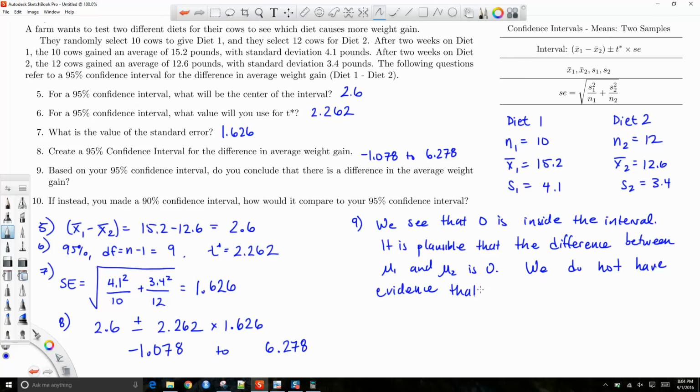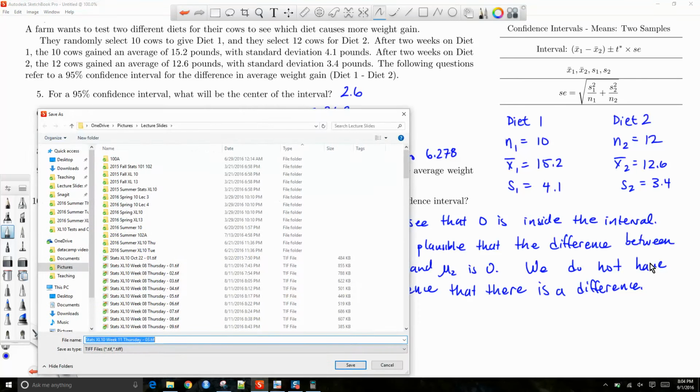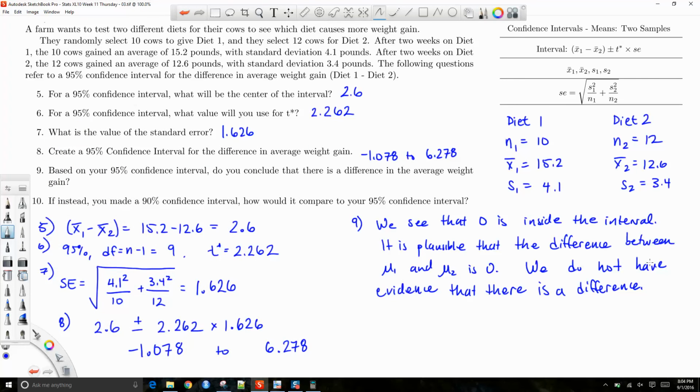So we cannot write there is no difference. You cannot say that there is no difference. All you can say is that we don't have evidence of a difference. Okay. Here we only did the study with 10 cows on diet 1 and 12 cows on diet 2, okay? If we did a study with 100 cows on diet 1 and 100 cows on diet 2, maybe we would have evidence of a difference. Maybe, maybe not. We don't know, okay? So we can't say that there is no difference. All we can say is right now that there's no evidence of a difference, okay?